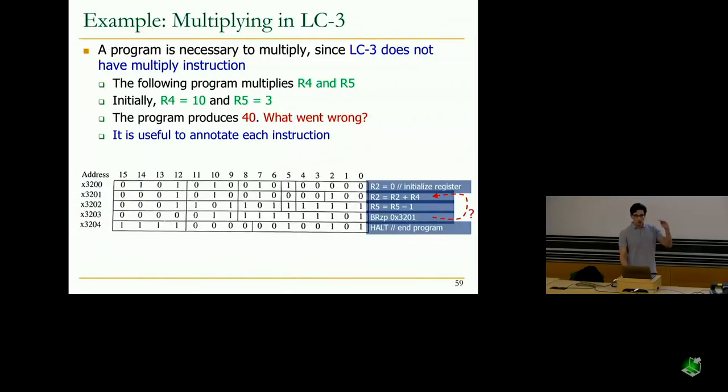We have to go instruction by instruction, checking the values of the registers and see what went wrong. What we are doing here is accumulating the output, the result of the multiplication, into R2. In each of these iterations, we add the contents of R4 to R2, and we do this a certain number of times. This number of times is defined by the initial content of R5. So we add R4, R5 times. That's essentially a multiplication.